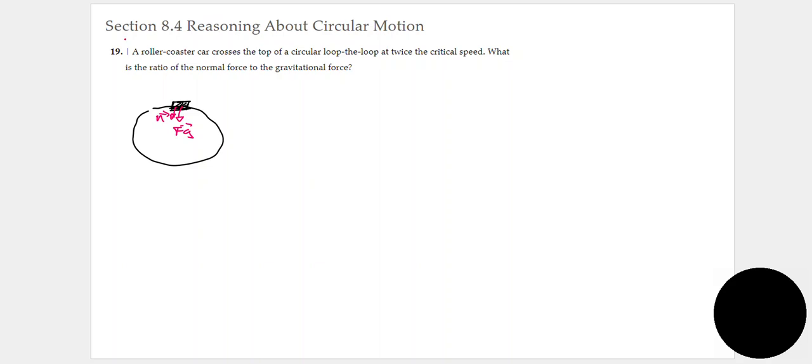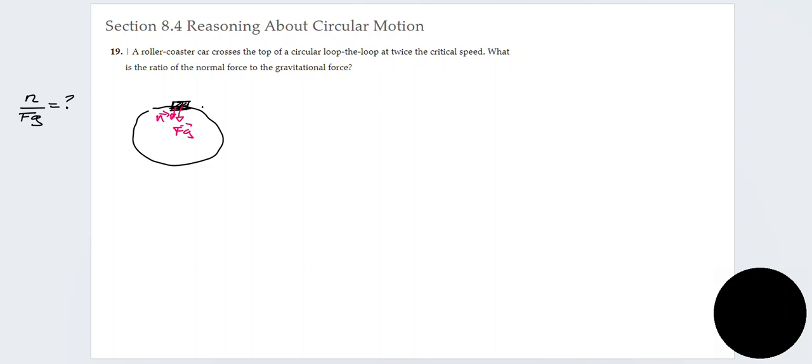They say here that a roller coaster car goes the top of a circular loop-the-loop at twice the critical speed. So what is the ratio of the normal force to the gravitational force? So we want to find in this case the ratio of the normal force to the gravitational force. This is our unknown in this problem. Now, what do we know here?